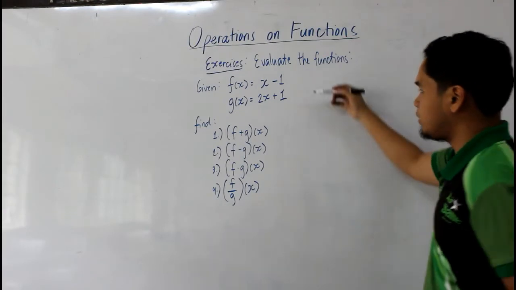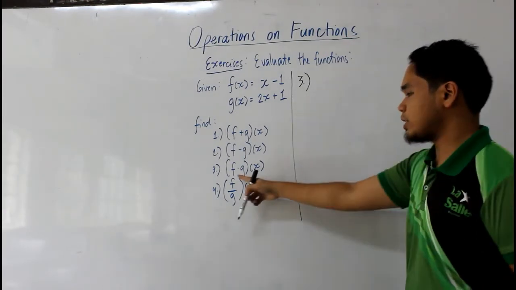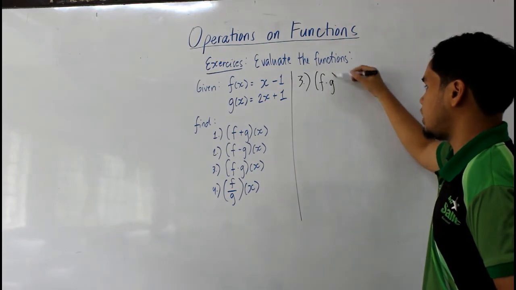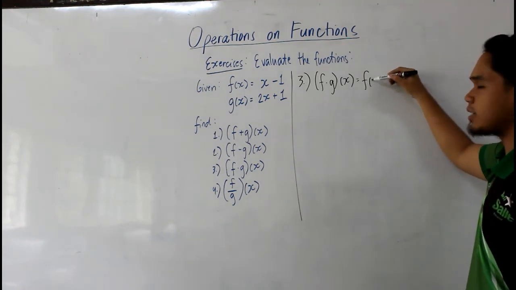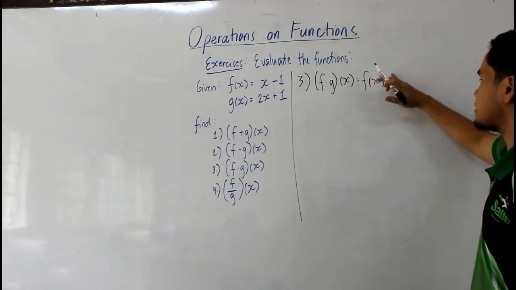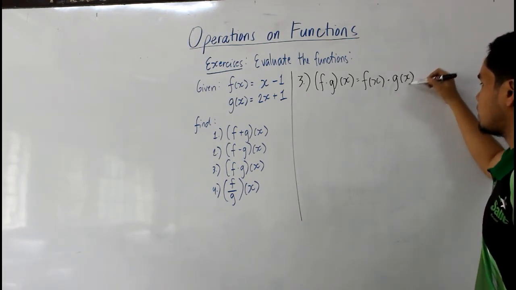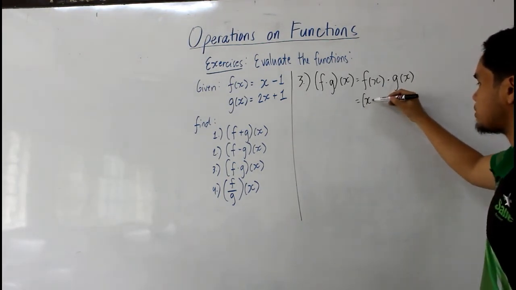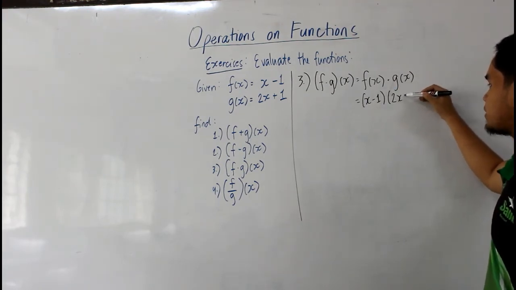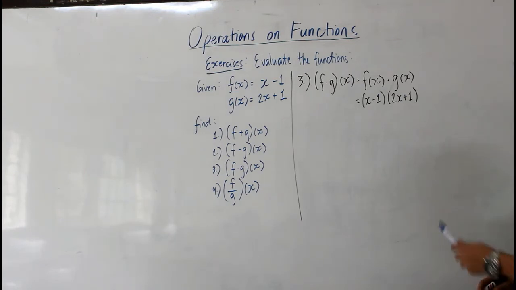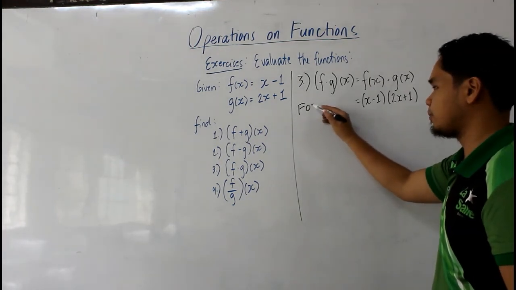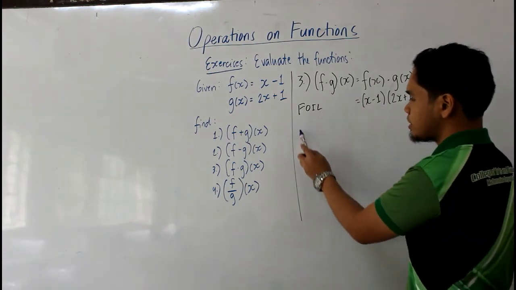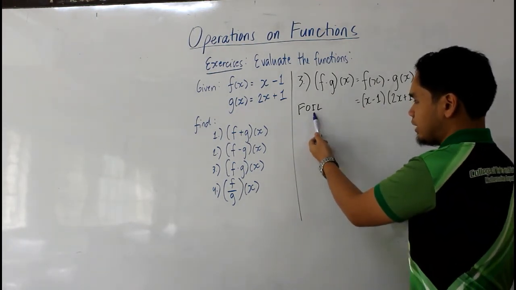Okay, so for the number 3, let's continue. Number 3. Okay, so this is your product rule, f times g of x. Okay, imagine again we have an f of x times g of x here. So f of x is x minus 1, so x minus 1 times 2x plus 1. So we can see here a bunch of binomials. And again, remember when we're multiplying binomials, we're going to make use of the FOIL method. If you cannot remember, FOIL method, that is your first terms, plus your outer terms, plus your inner terms, plus your last terms.